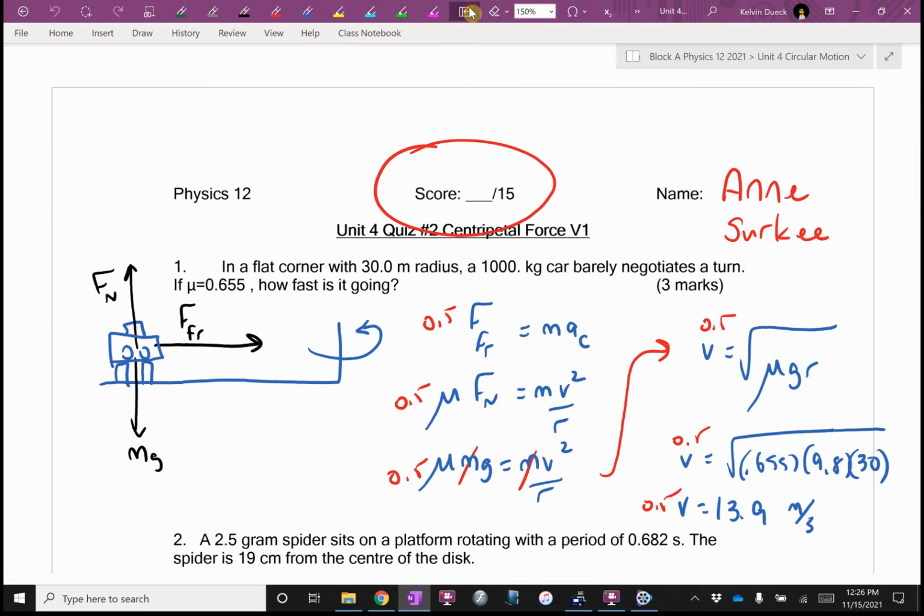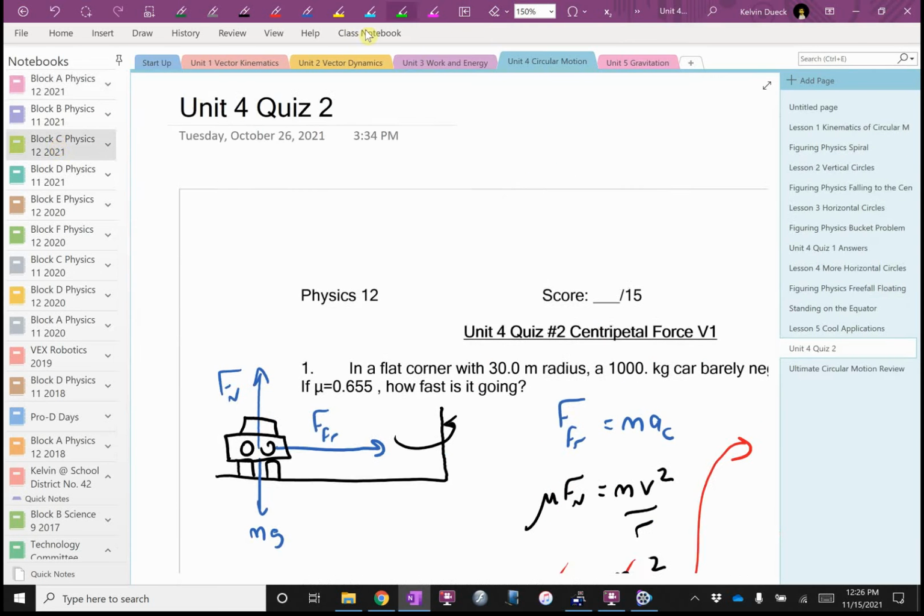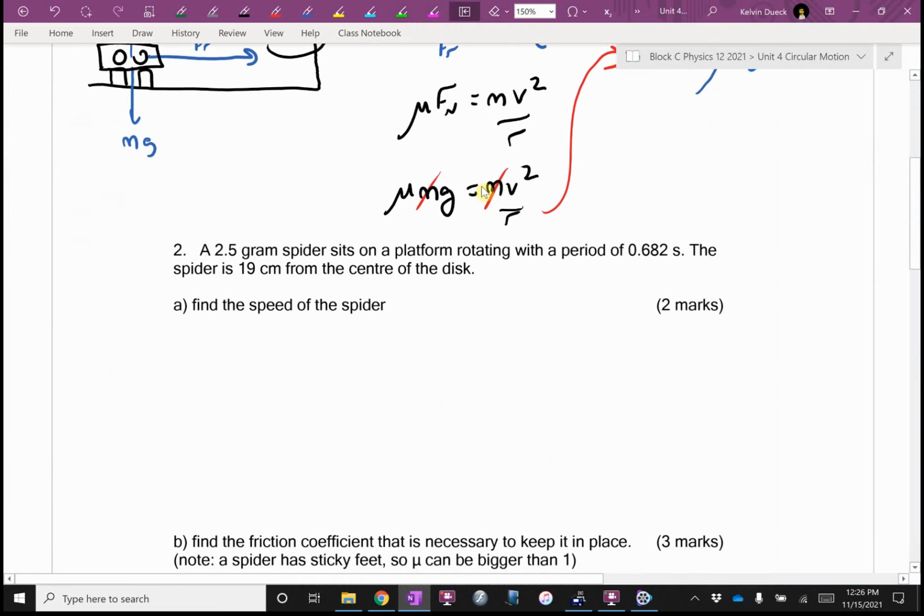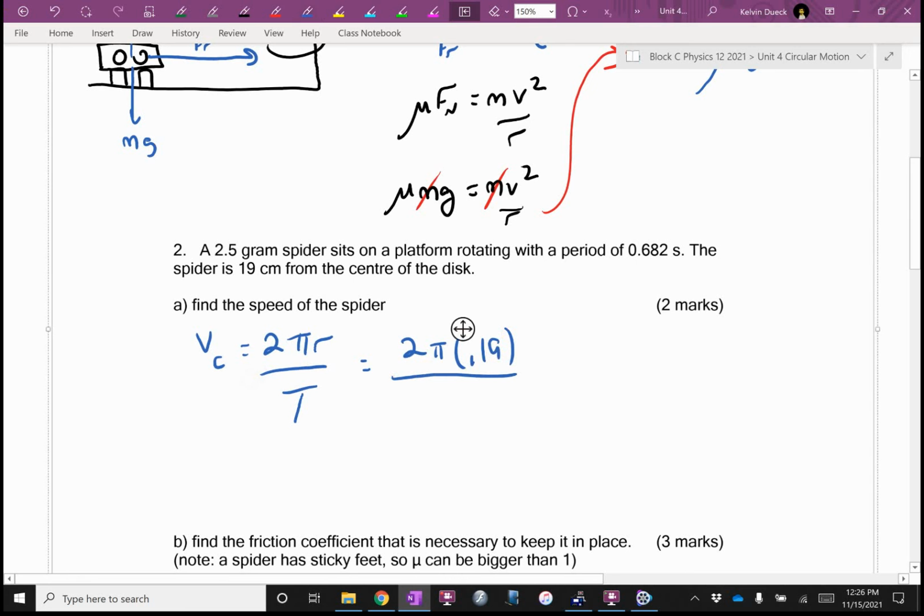Number 2 was kind of a similar question to number 1, in that we have something going around a circle, and I'm pretty sure friction is what's pushing us in a circle. But I didn't have to use a free body diagram to find the speed. I noticed here they gave me r and t, and that equation is on your formula sheet. You don't need to memorize it. It's going to be 2 pi times 0.19, not 19, nice try, Mr. Dewick, divided by 0.682. This t is not squared, and I'm going from memory. Do you get 1.75? Is that the answer? Yeah, meters per second.